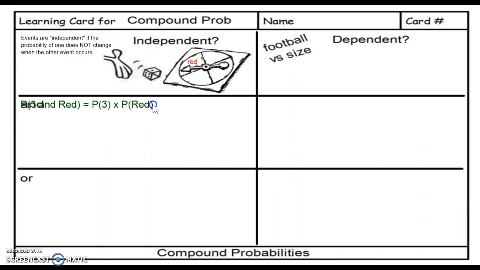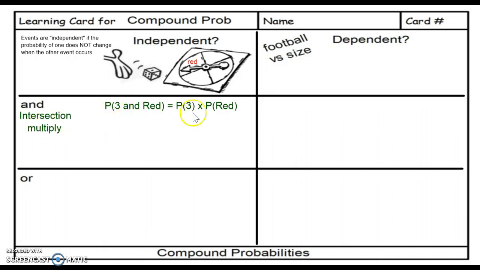So what if I wanted to know this? What if I want to know the probability of rolling a 3 and spinning a red? Well, because they are independent of each other, I can just multiply those two probabilities together. So the probability of rolling a 3 and spinning a red when they are independent is the probability of rolling a 3 times the probability of spinning a red. We call this an intersection. When we have an and problem, it's an intersection problem. And when you see the word and, you should think multiplication.